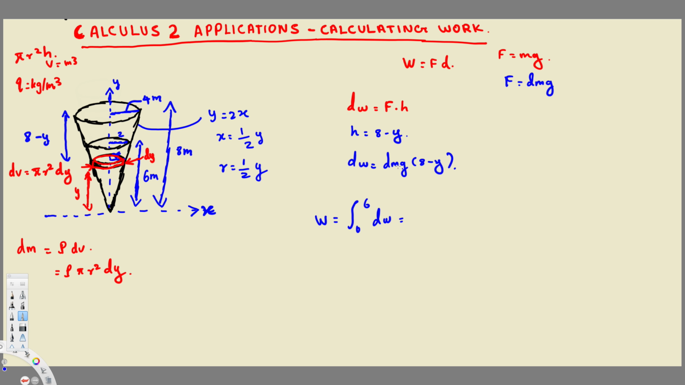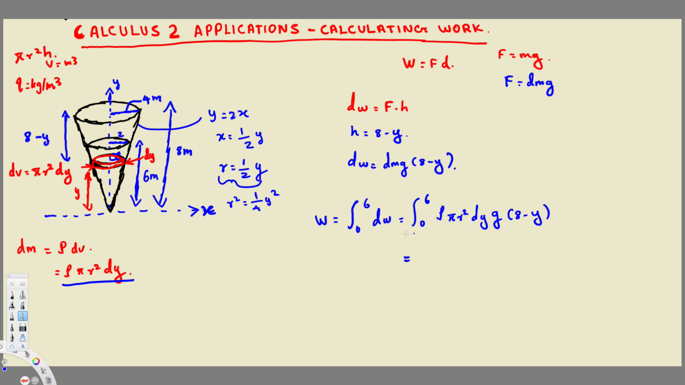Now we can replace dW with this equation. That's going to be the integral from 0 to 6, and instead of dm g, we already calculated dm, rho pi r squared dy. So this is rho pi r squared dy times g times 8 minus y. Everything except y is a constant, because we are integrating in terms of dy. But this radius we can convert in terms of y. If you notice the relationship, r is equal to half y, therefore r squared is 1 over 4 y squared.